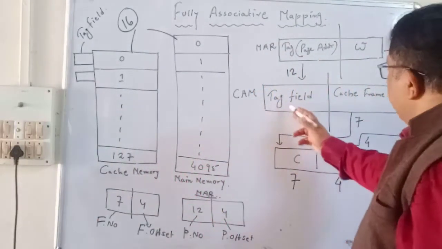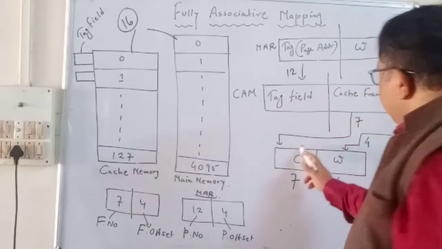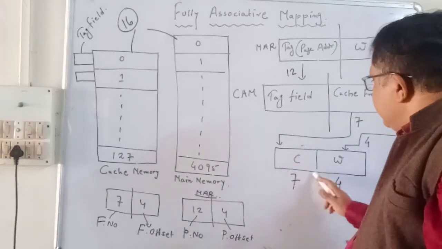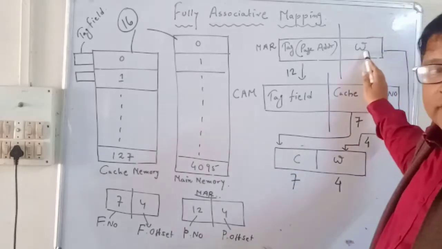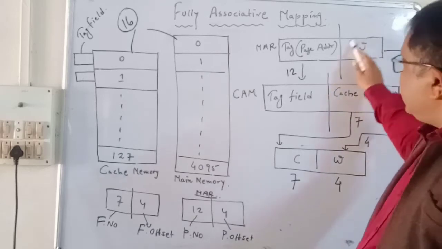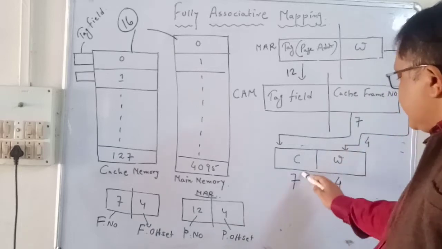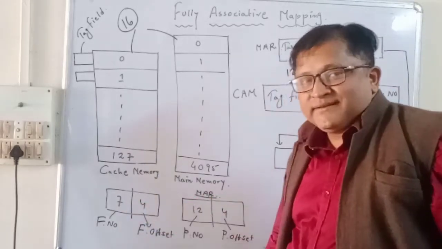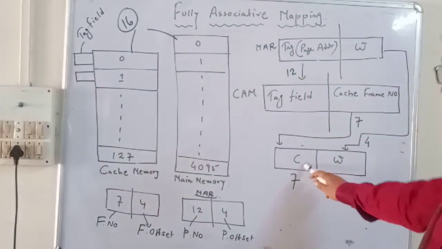So whenever the match is found, the corresponding cache frame is loaded. The corresponding 7-bit cache frame comes to this register, and the 4-bit word from the main memory, that is the 4-bit page offset, comes here as the frame offset. So 7-4, same as the cache address register. So we got the 7-4.